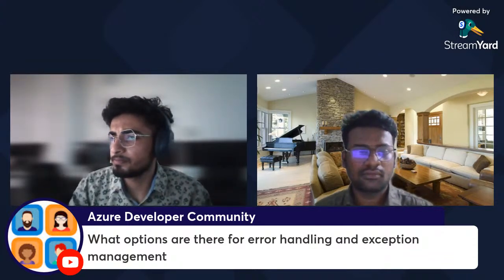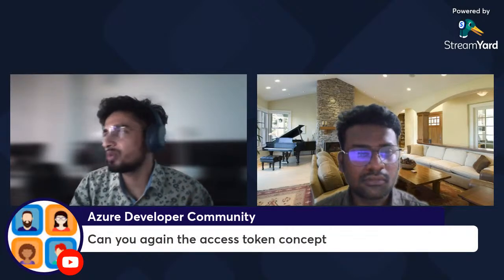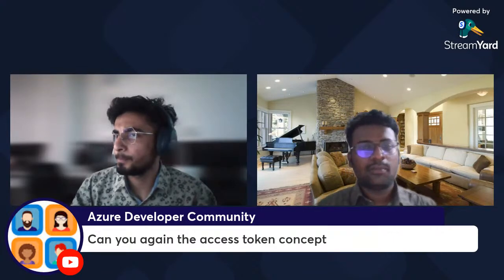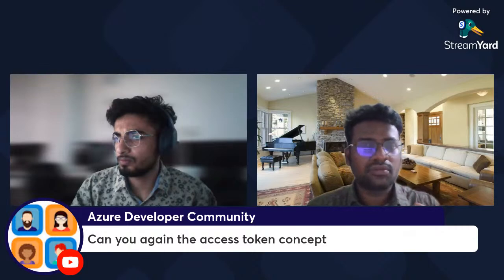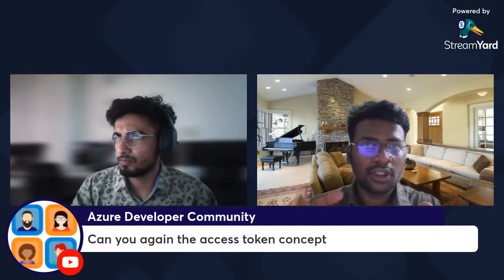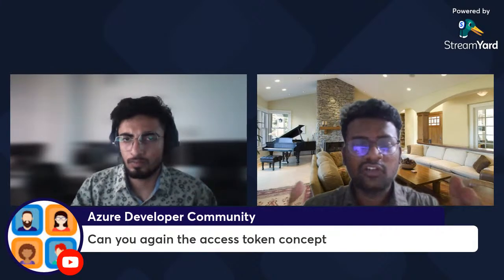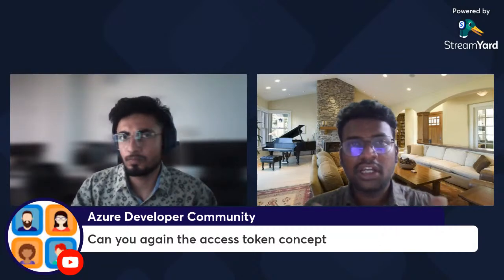Yes, sir. There is another question. Can you explain the access token concept? Okay, let me explain once again. As I said, there's one application that is DevOps. There's another system that is your Azure Function. You want to establish a bridge between these two things. For that, we are using a service hook. That's a connector. Okay, the connection is fine.